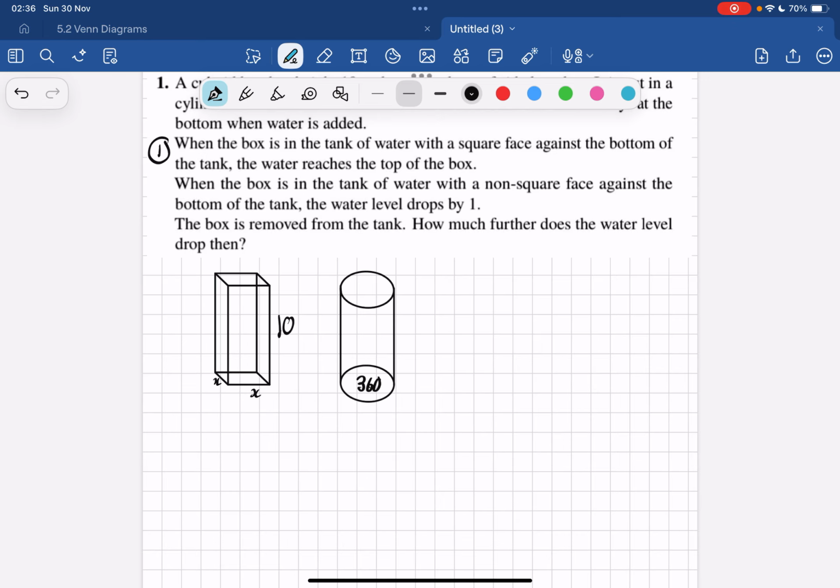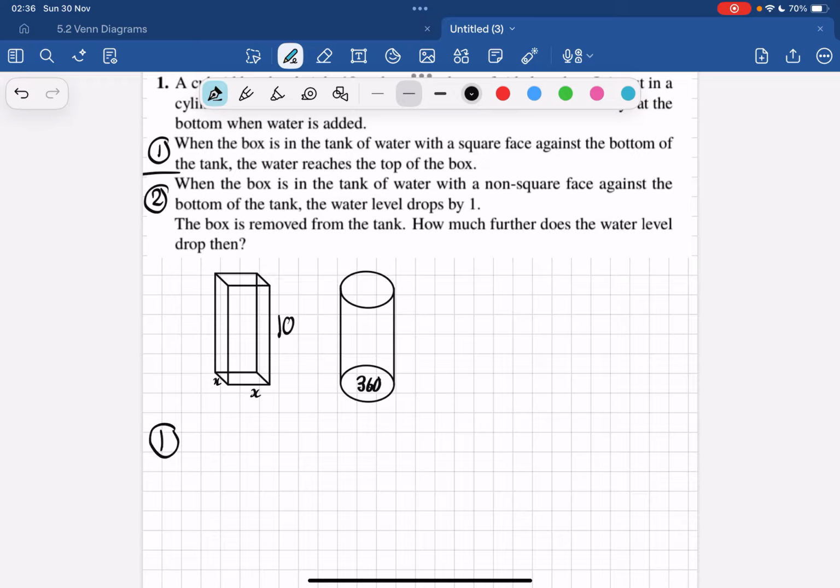Let's call this part 1. When the box is in the tank of water with a non-square face against the bottom of the tank, the water level drops by 1. Let's call this part 2. The box is removed from the tank. How much further does the water level drop then? Let's work through this problem stage by stage.